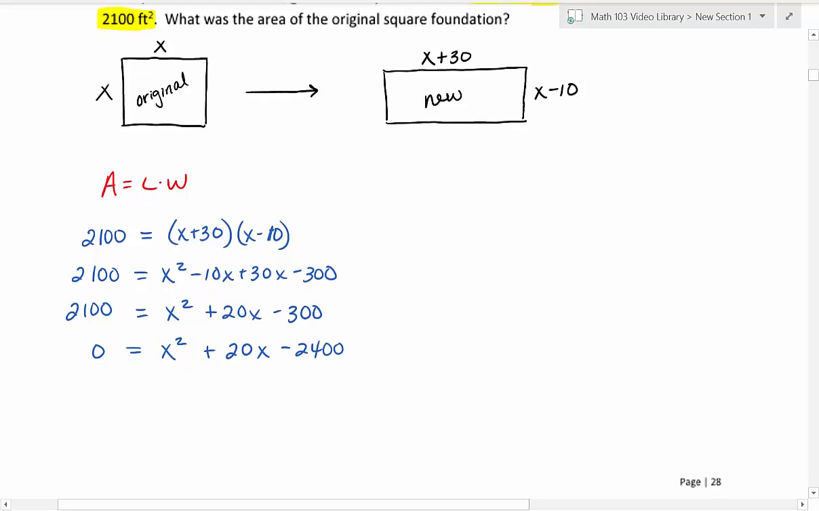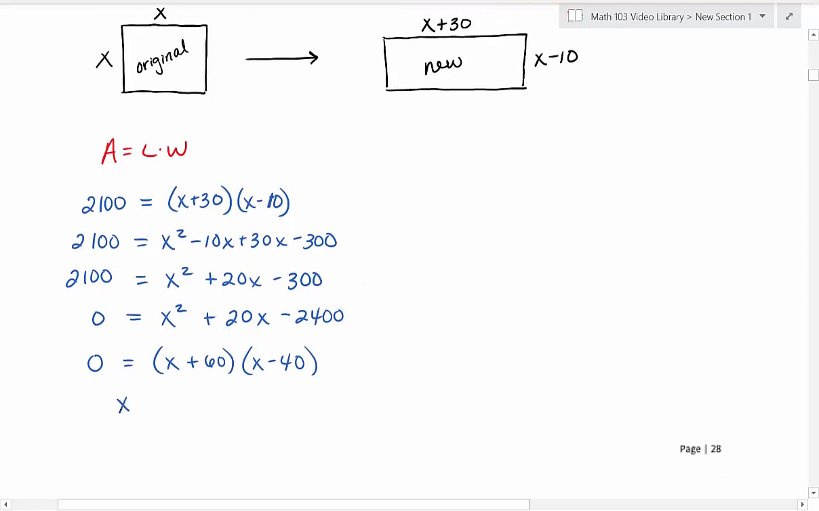This equation factors nicely into x plus 60 times x minus 40. And now we set each one of our factors equal to 0 and solve. This gives us x equals negative 60 and x equals positive 40.